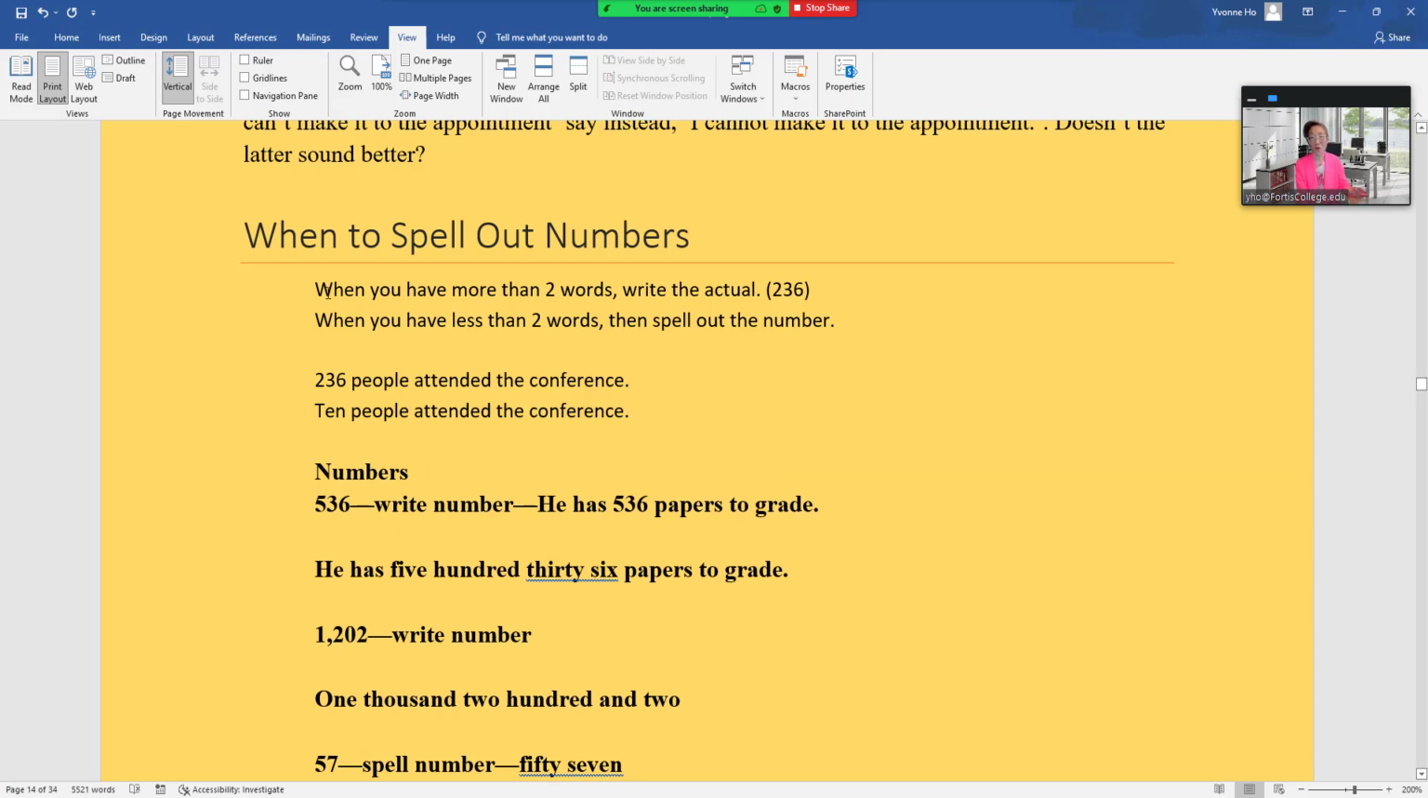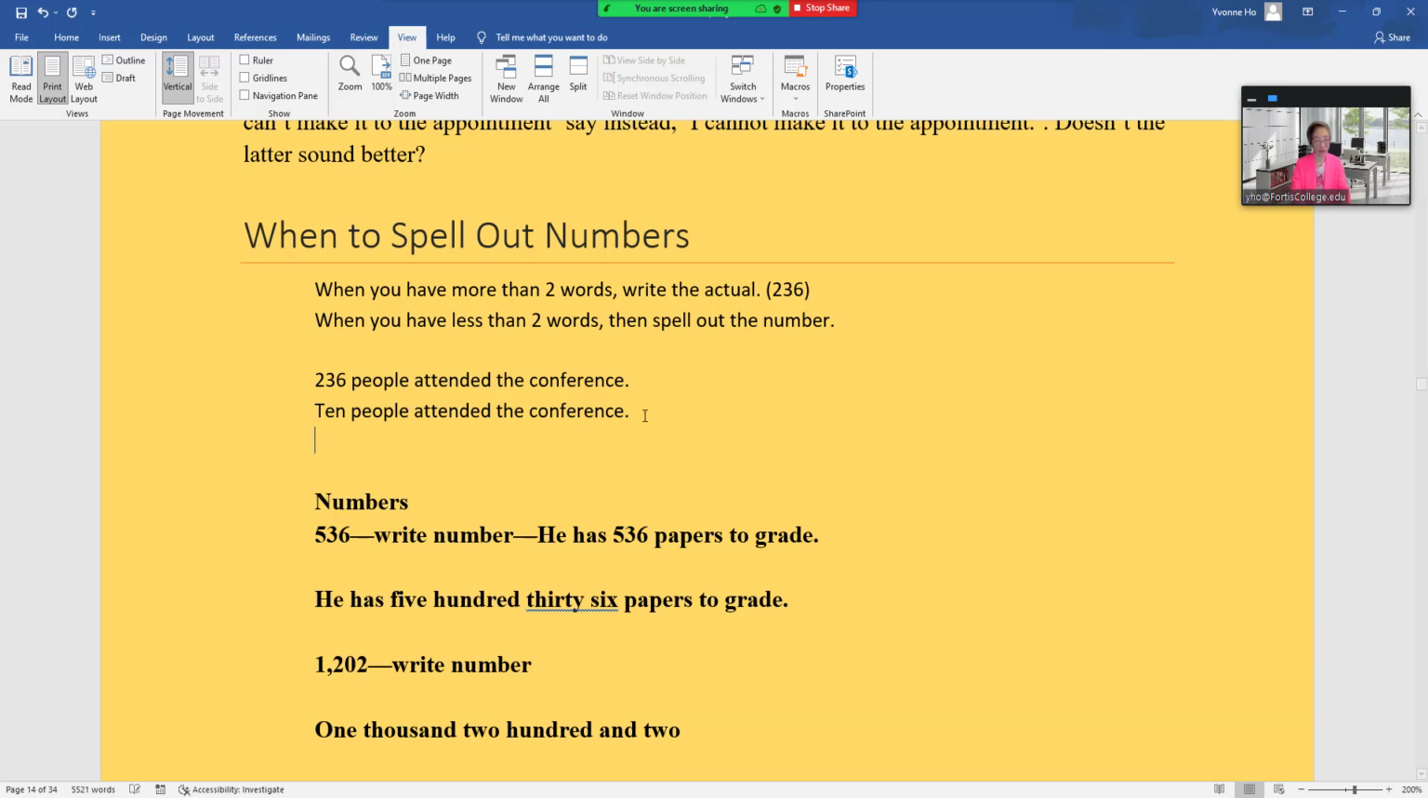So in your quiz, they're going to give you something like this. And they're going to ask you, is that correct or incorrect? That's not correct, because here you have less than 2 words. So when you have less than 2 words, you spell out the number. You write out the number in an actual word, okay?